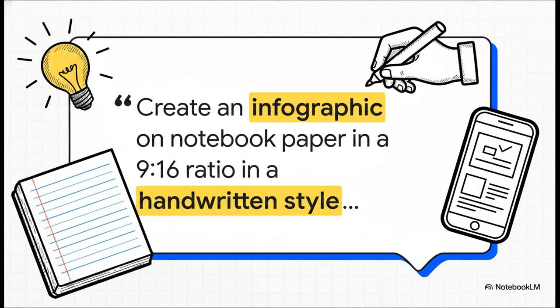And now, here comes the magic. In the exact same chat, right after Gemini gives you the text, you follow up with this second prompt. This command is everything. You're telling it exactly what to do. Make an infographic, make it look like it's on notebook paper, and give it a handwritten style. That 9:16 ratio, by the way, is perfect for a phone screen. You hit enter, and you just watch it happen.